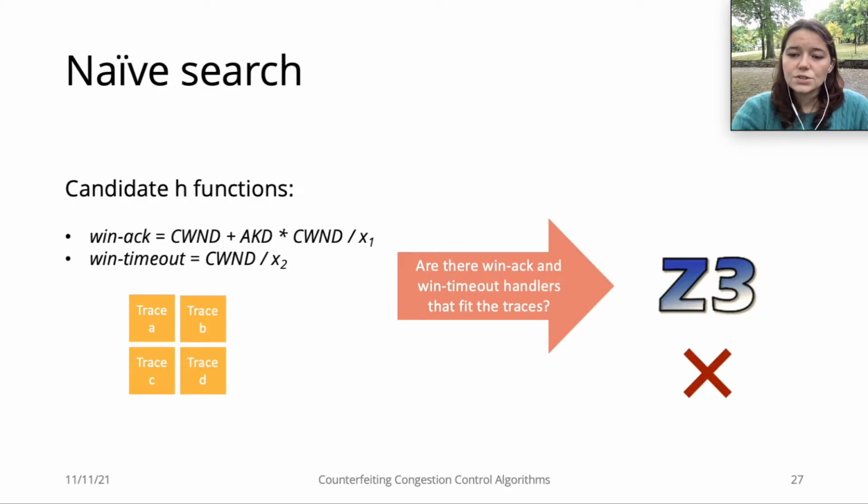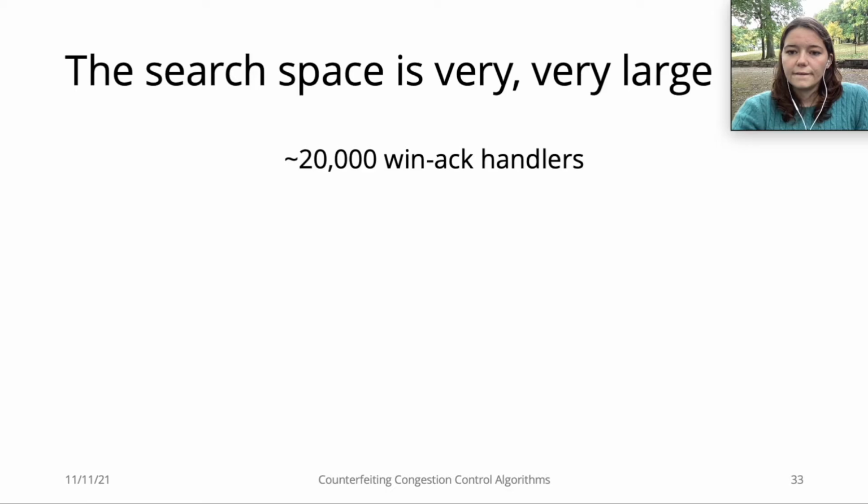If the solver answers no, then these candidate functions do not fit the traces, and we move on to the next set of candidate functions. And we enumerate functions until we can get a set that matches all our traces. We cannot apply this naive method directly to CCAs though. The reason for this is that our search space is very large.